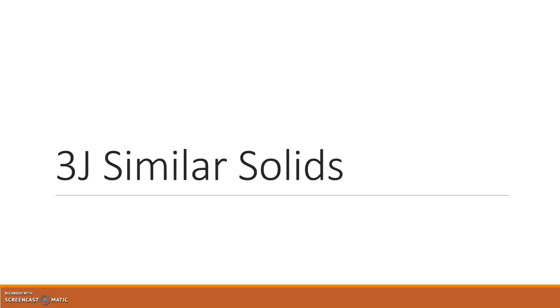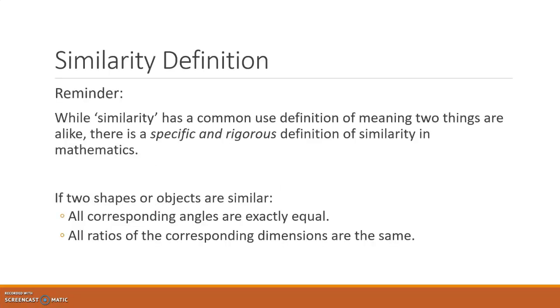Now, similar solids is just an extension of the concepts you've learnt about with similarity of shapes, especially triangles, in previous grades as well as in year 11. Before we move on, let's remind ourselves that even though similarity has a common use definition in the English language, meaning that two things are alike but not specifying how they're alike, we actually have a specific and rigorous definition of similarity in mathematics, and that definition is the one down here.